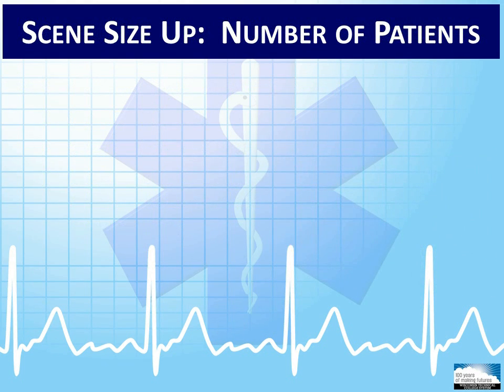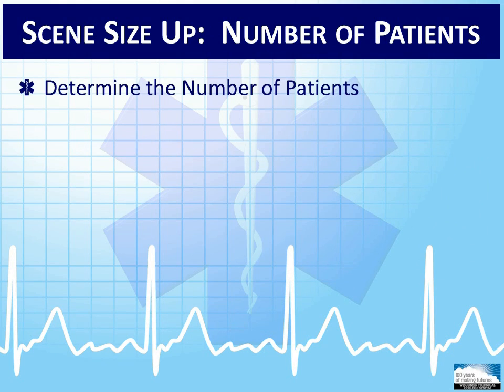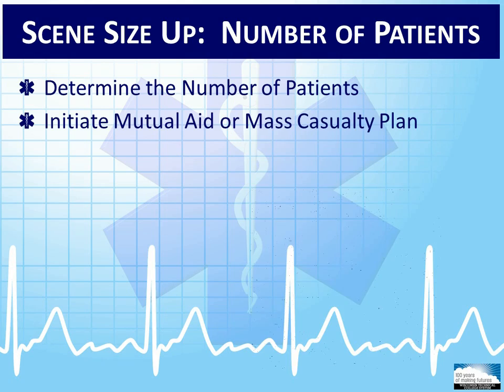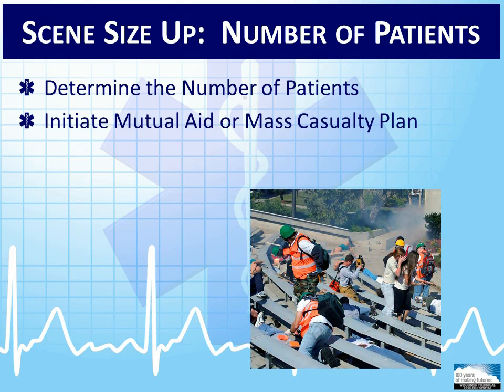Determining early in the size-up process how many patients may be involved will help in the assessment and care of the sick and injured. If there are more patients than the responding agency can efficiently accommodate, it will be necessary to initiate mutual aid or a mass casualty plan depending on the number of patients actually involved. When dispatched to a motor vehicle collision involving a school bus full of children, for instance, the responding agency can request additional resources even before arriving on the scene.